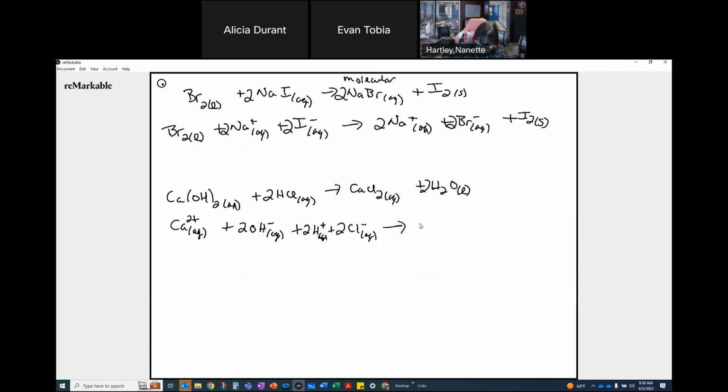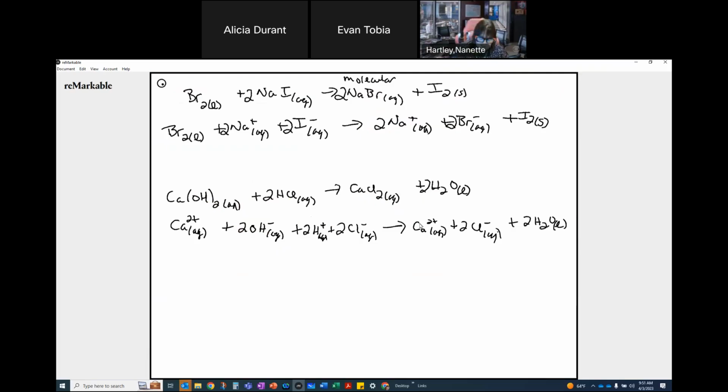Now, when we go to the other side, we have to deal with the CaCl2 because that's aqueous too. So when I take that apart, what's the charge on Ca? 2 plus. Right. And it's aqueous. And then what's the charge on Cl? -1, so we would have 2 Cl minus. Yep. And then the waters, because they're liquids, stay together. They only come apart if they're aqueous.